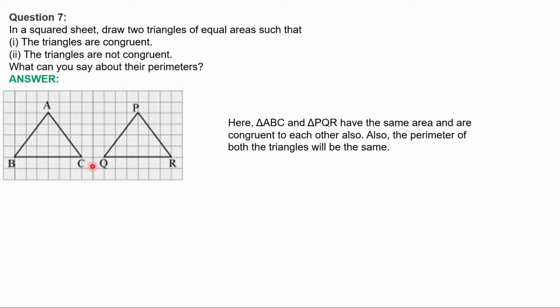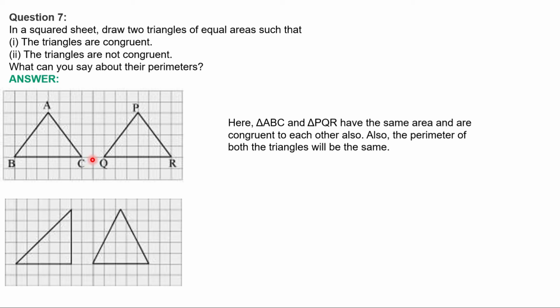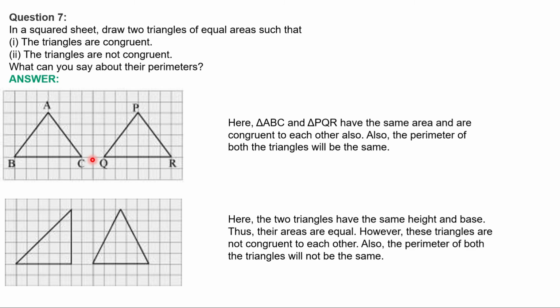Now the next part: if the areas are equal but the triangles are not congruent. Here is an example of such triangles. Here, the two triangles have the same height and base, thus their areas are equal. However, these triangles are not congruent to each other. The perimeters of both the triangles will not be the same. So in this condition, if the sides are not equal, definitely their perimeters will also not be equal.